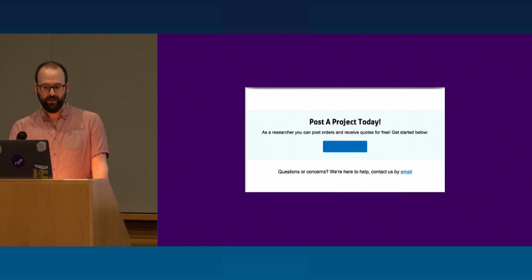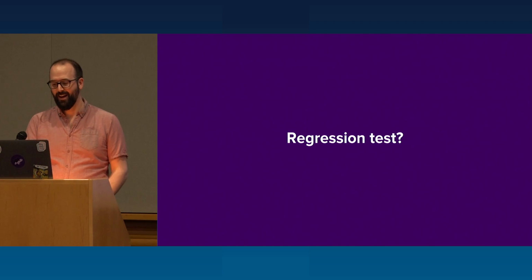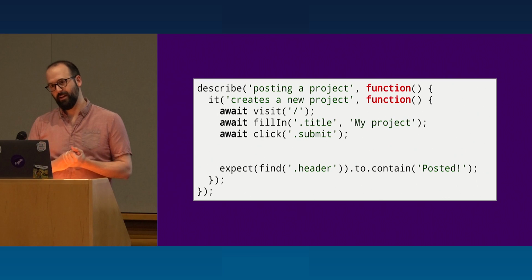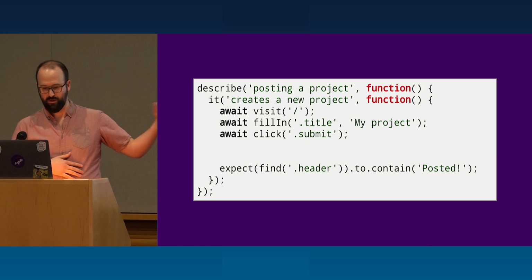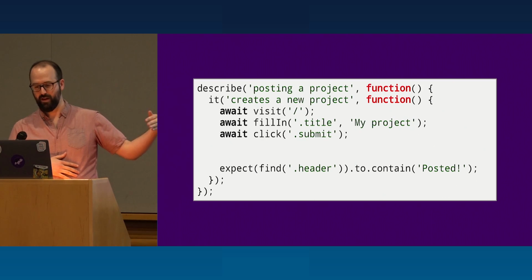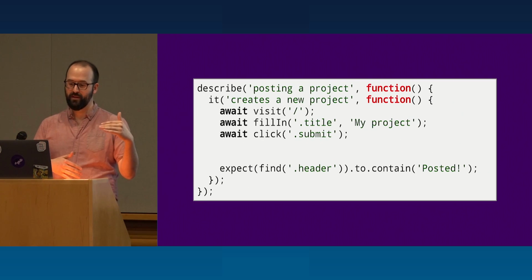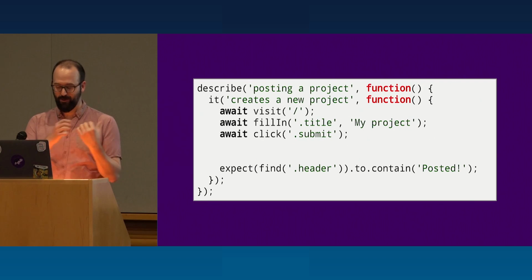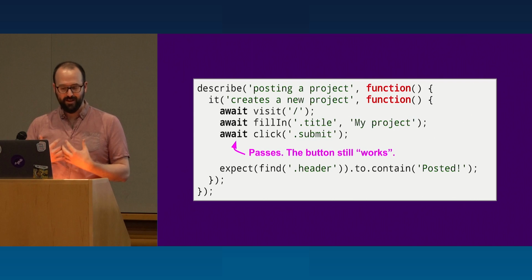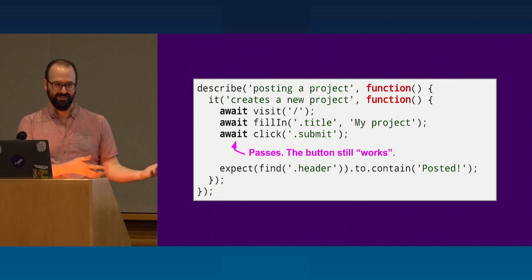So usually what I would want to do in this situation is write a regression test for it, write something so that this never happens to me again. So here is an acceptance test for something similar to this. It's just a simple describe something, it creates a new project, we visit a page, we fill in some information, we click a button, and then we have a set of expectations about what happens as part of that test. But there's a problem here in terms of a regression for that particular change, right? This thing still passes. The button still technically works. It's just visually wrong, right?